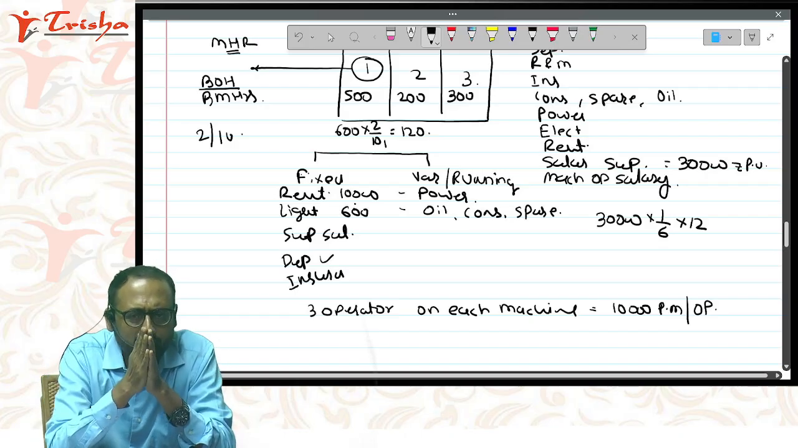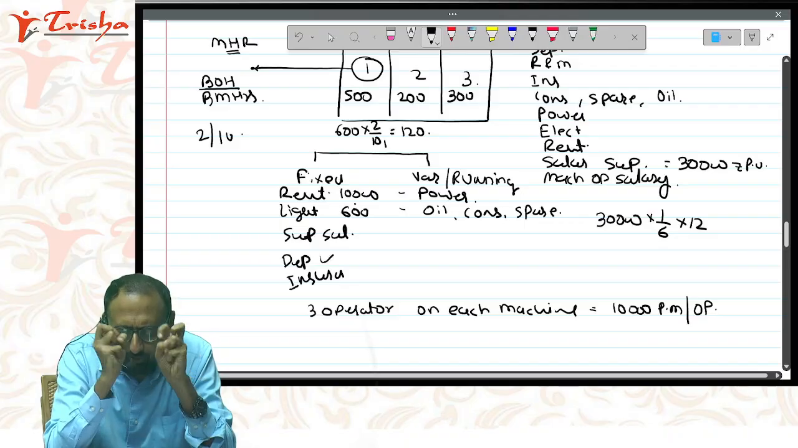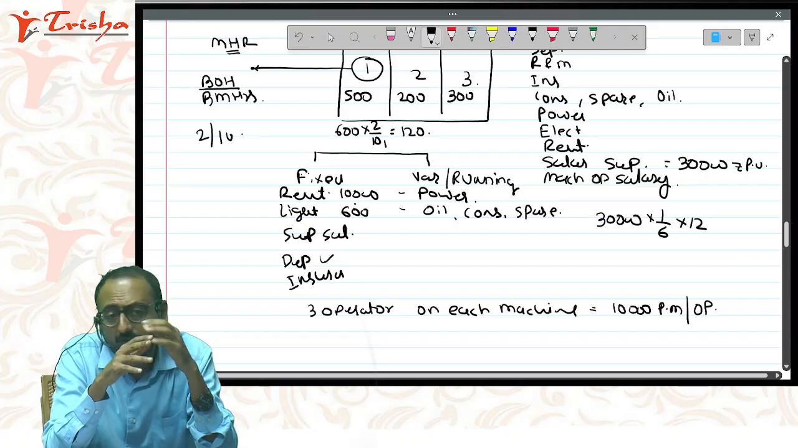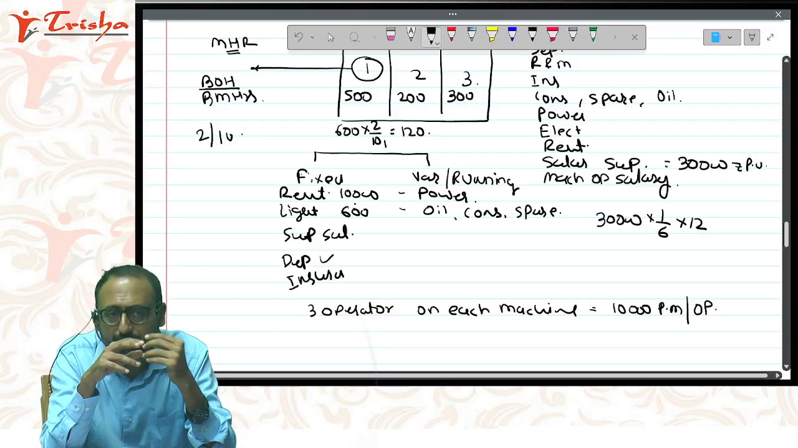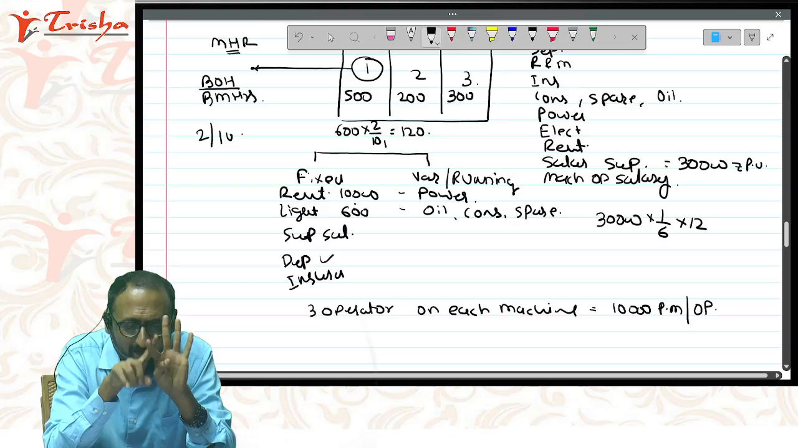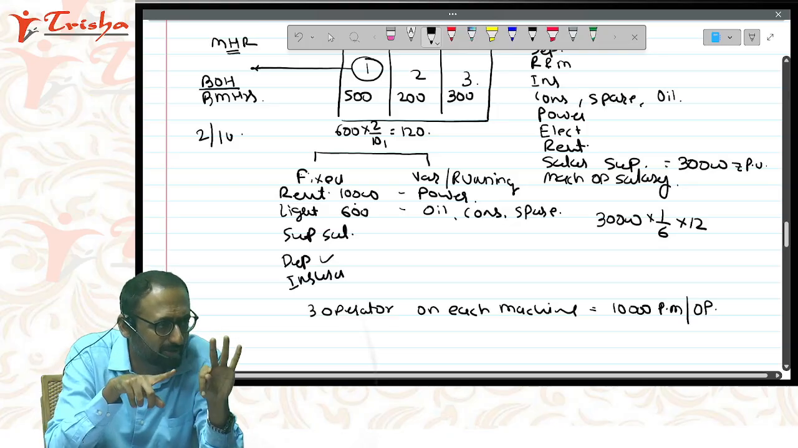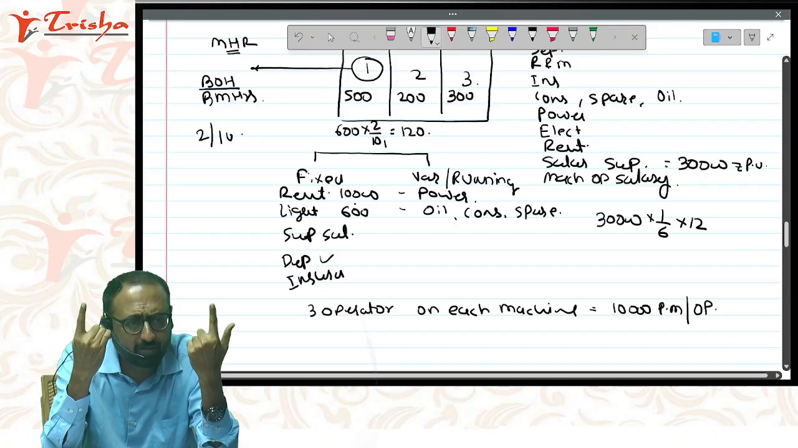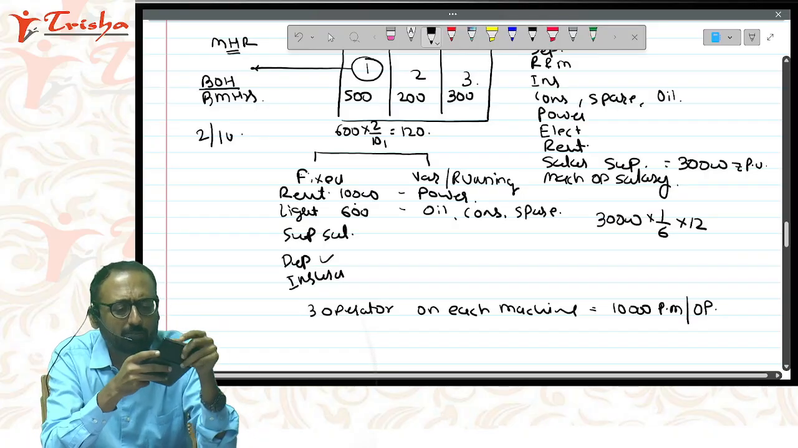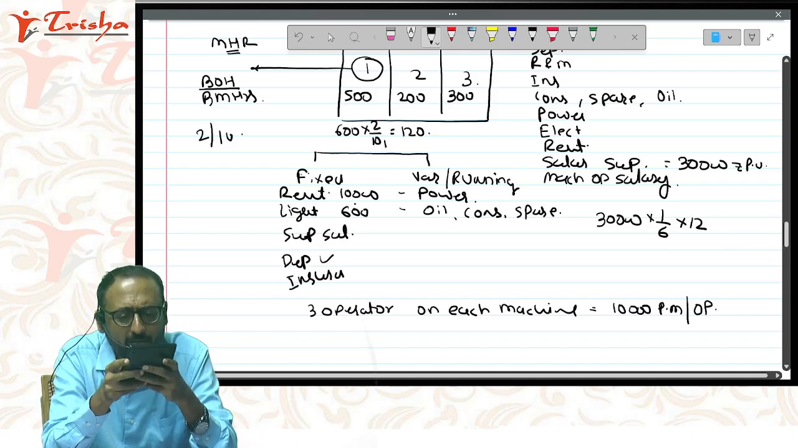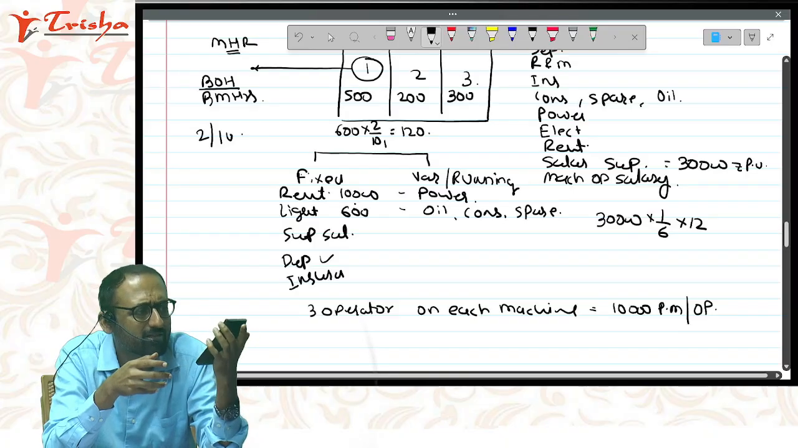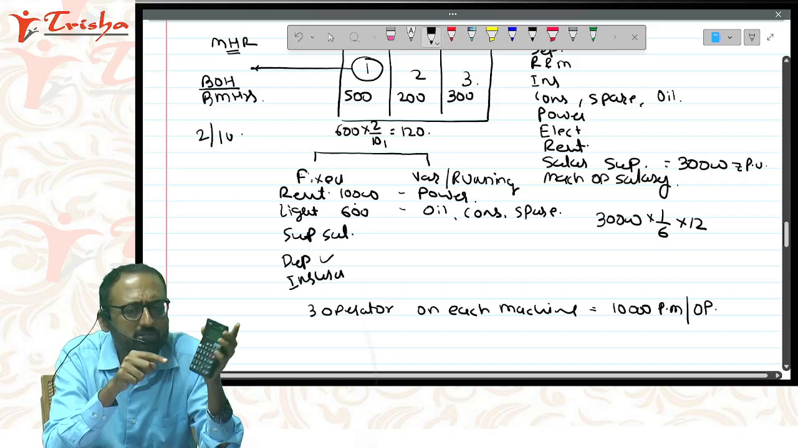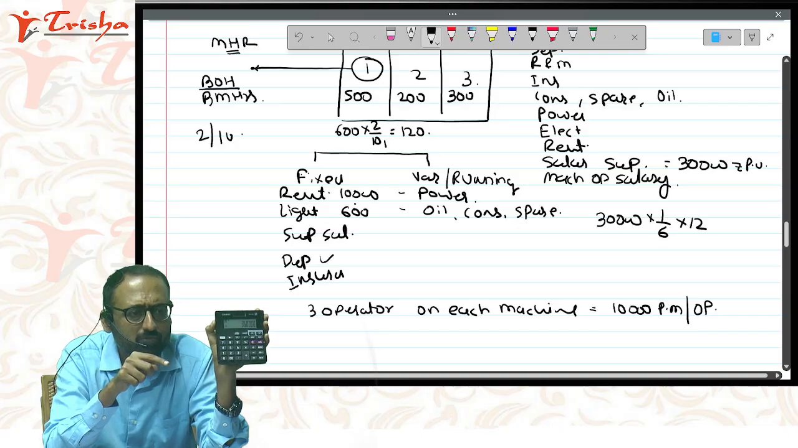Please tell me how much will be the operator salary applicable to machine number 1. You'll have to calculate. Read carefully. One machine has three operators. How many machines are there in your factory? Three machines. In all, there are 9 operators. 10,000 multiplied by 9 multiplied by 12. All operator salary is 10 lakh 80,000. Divided by 3 machines, per machine will be 3 lakhs 60,000.